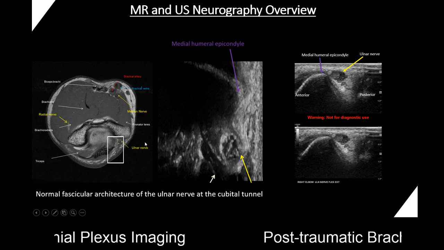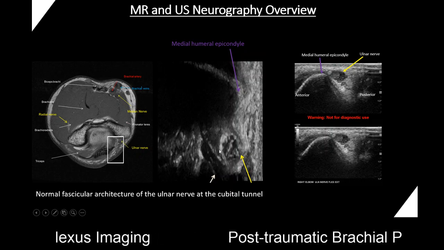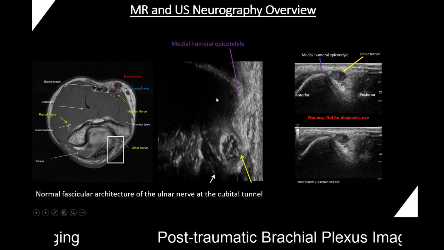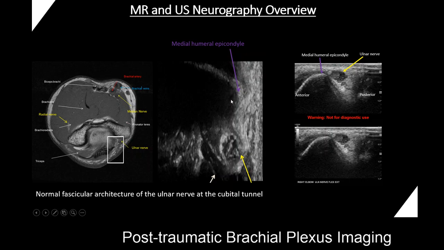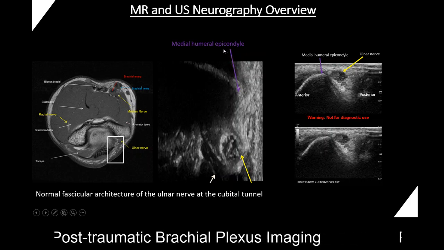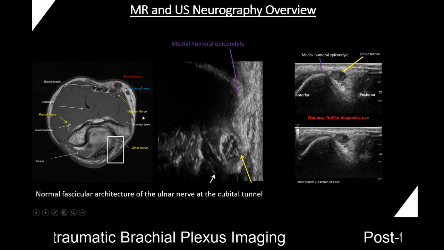You see it right here. And in this case, the ultrasound showing the normal cluster of grapes appearance where you see the fascicular architecture maintained. This is the medial humeral epicondyle right here and here. And this is volar or anterior, medial, posterior, lateral.